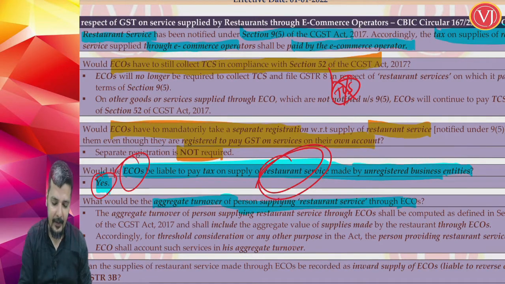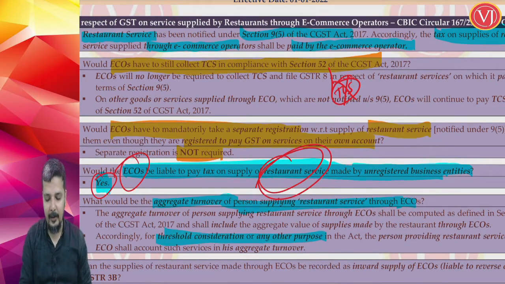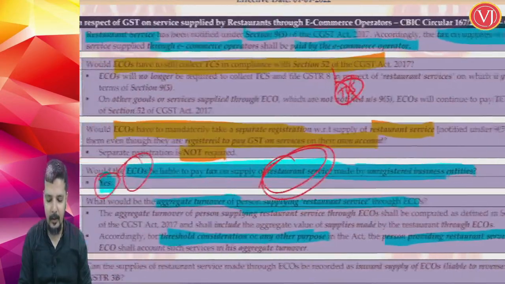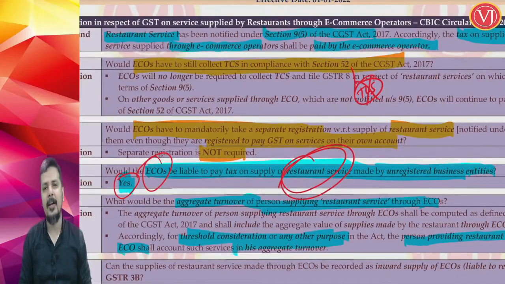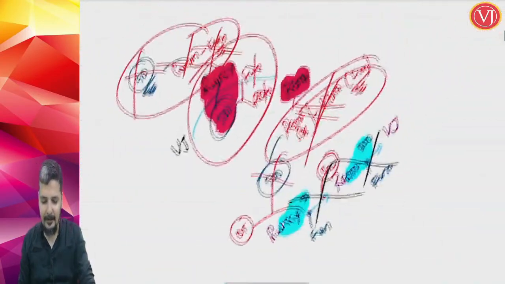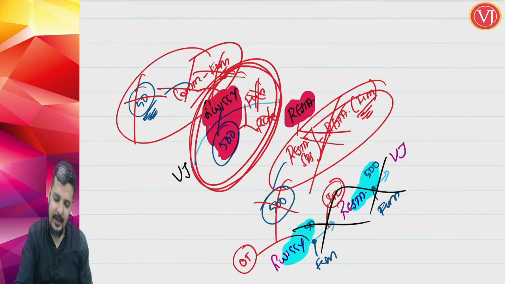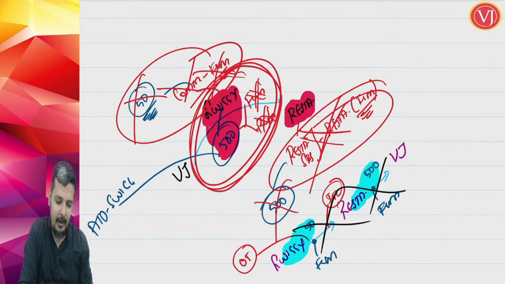So now what is clarified is this: aggregate turnover, whether for threshold calculation or for any other purposes, of the person who is providing the restaurant services through ECO, it will be included in his aggregate turnover. I'll take this example again. Finally, what is happening is Swiggy is required to pay GST on the entire 500 rupees, which is neither RCM nor FCM. But understand that this 500 rupees is not the aggregate turnover of Swiggy. It cannot be called the aggregate turnover of Swiggy. It is the aggregate turnover of that restaurant only.